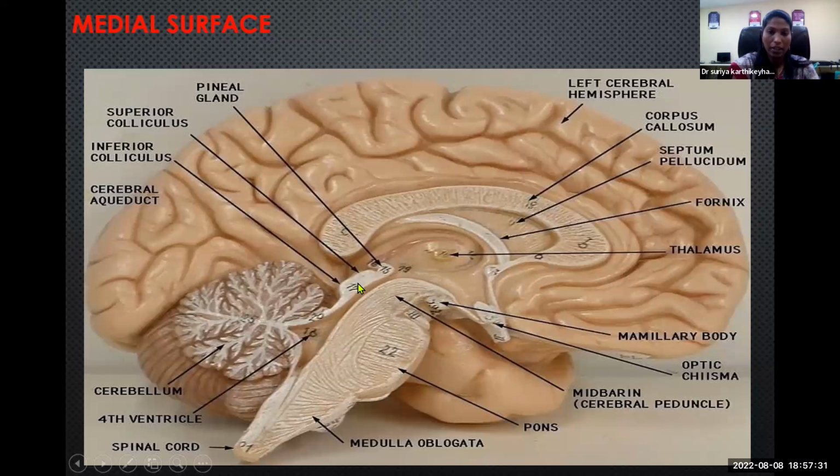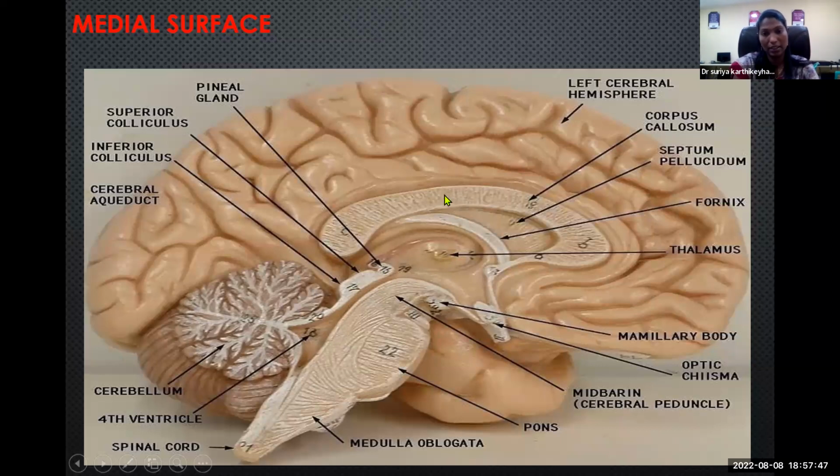From the pineal body, we have the colliculus, superior colliculus and then inferior colliculus. These are the posterior projections. And then this is the superior medullary velum, which is extending into the cerebellum. And this is the inferior medullary velum. This is the fourth ventricle.